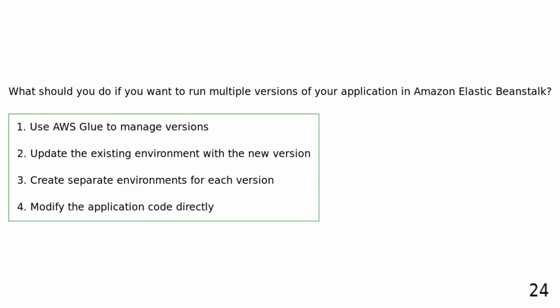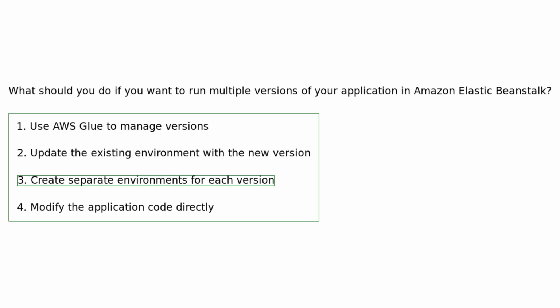What should you do if you want to run multiple versions of your application in Amazon Elastic Beanstalk? Use AWS Glue to manage versions. Update the existing environment with the new version. Create separate environments for each version. Modify the application code directly. Running multiple versions can be achieved by creating separate environments for each version.